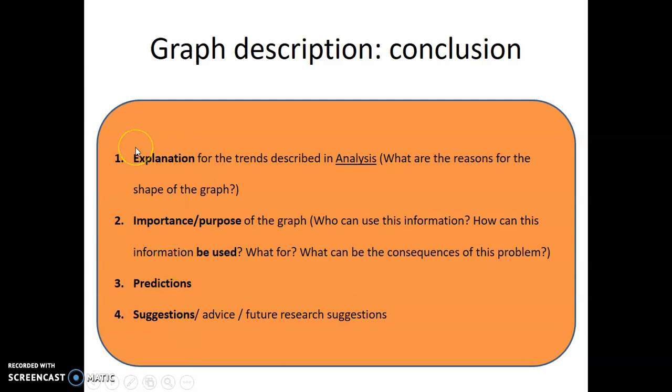It starts with the explanation of the trends described in the analysis. Whatever trends you mentioned in the analysis, you don't explain them there. You explain them in the conclusion. The second one is the importance or purpose of the graph. How can you use this information? Who can use this information? The third one is prediction for the future, if possible. And the fourth one is very important: suggestions, advice, and future research suggestions.